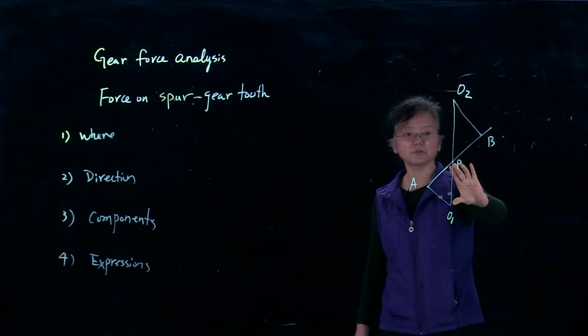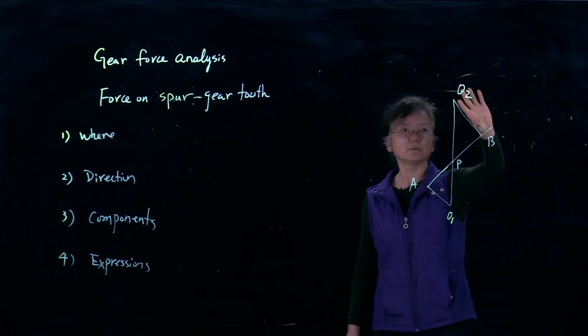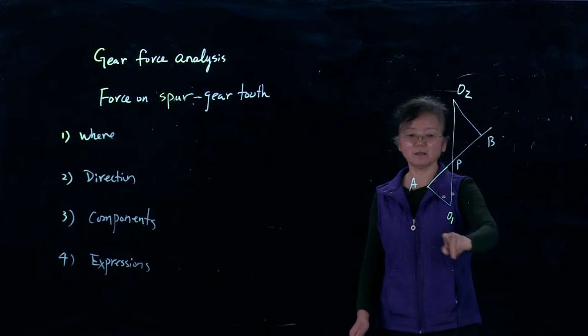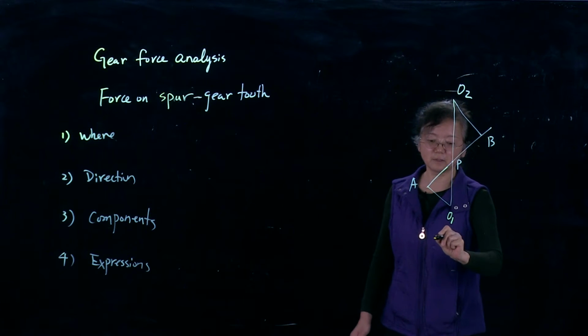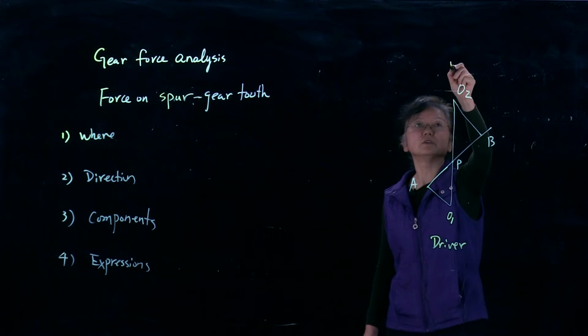The pitch circle radius and base circle radius of gear 1 and gear 2. I can name gear 1 the driver, and I can name this one the driven.